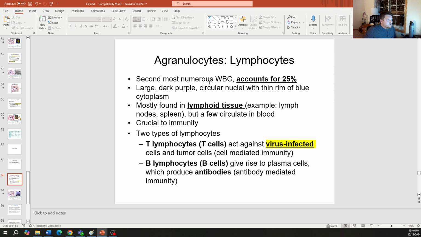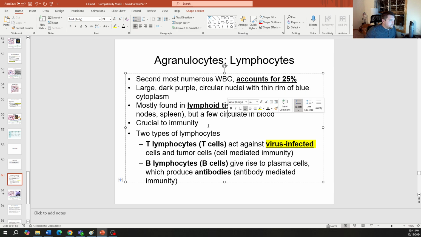The second most numerous white blood cell. That accounts for 25% of our white blood cells. There's a large dark purple circle nucleus with a thin rim of blue cytoplasm, mostly found in the lymphoid tissues. And it breaks down into two other types, T lymphocytes and B lymphocytes.